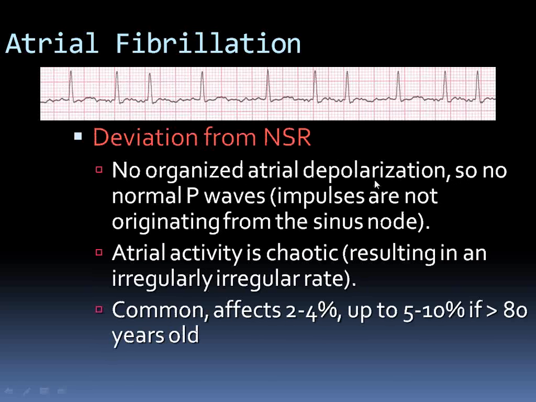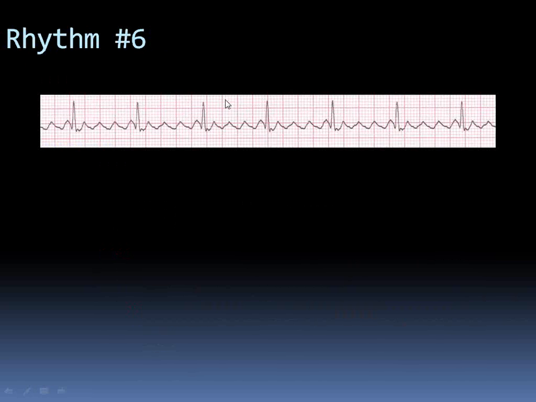See, there's no organized atrial depolarization, so no normal P waves. Okay, atrial activity is chaotic. This is the atrial activity. See how fast it is, and how irregular and how junky it is. Okay, all right. Now, this is a rhythm strip we just went over. What do you guys think this is?